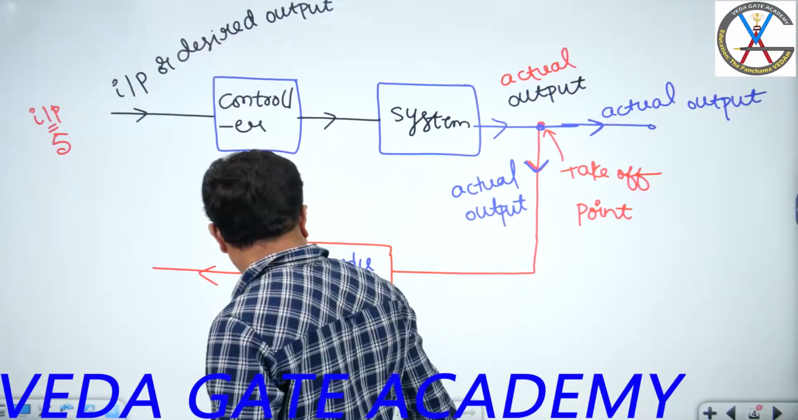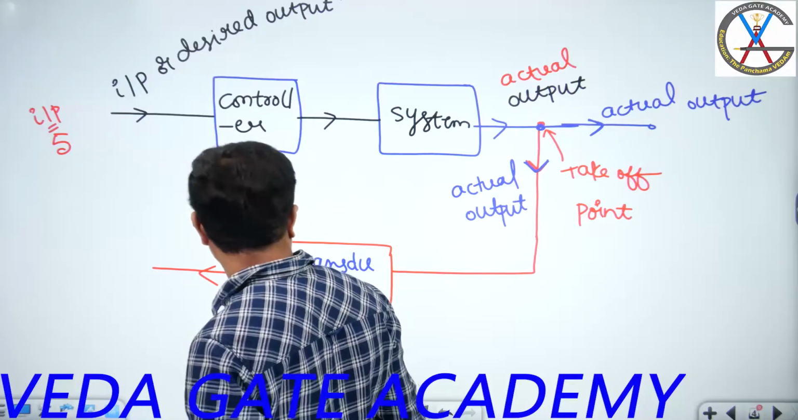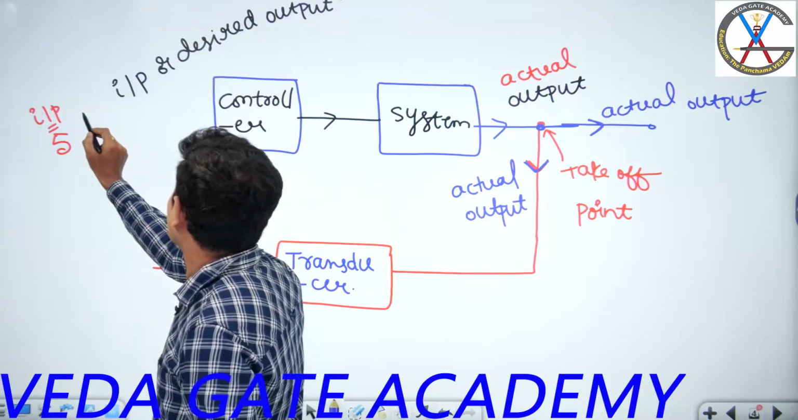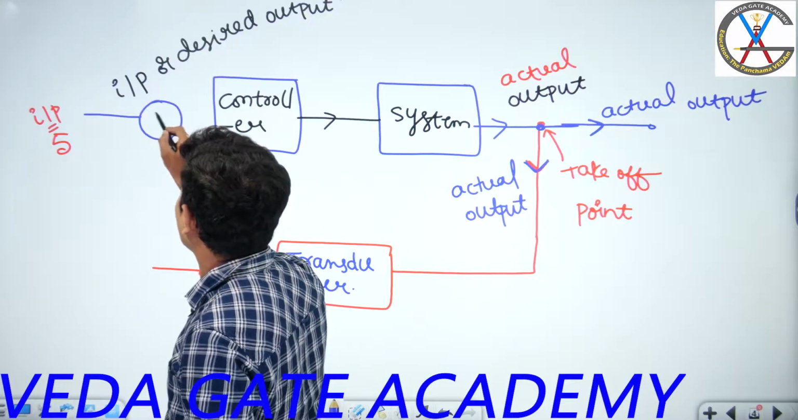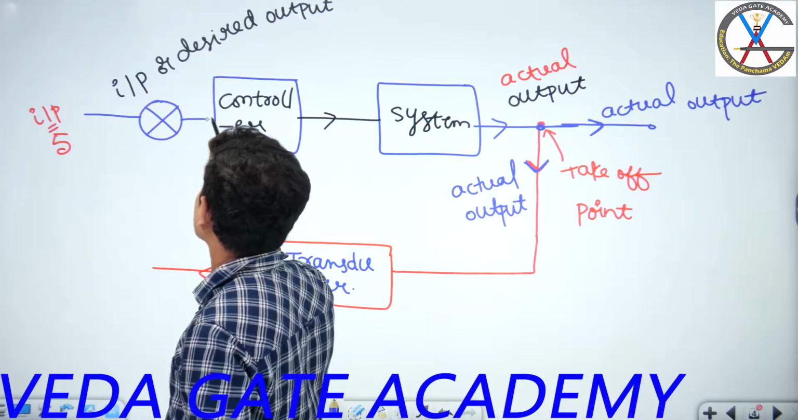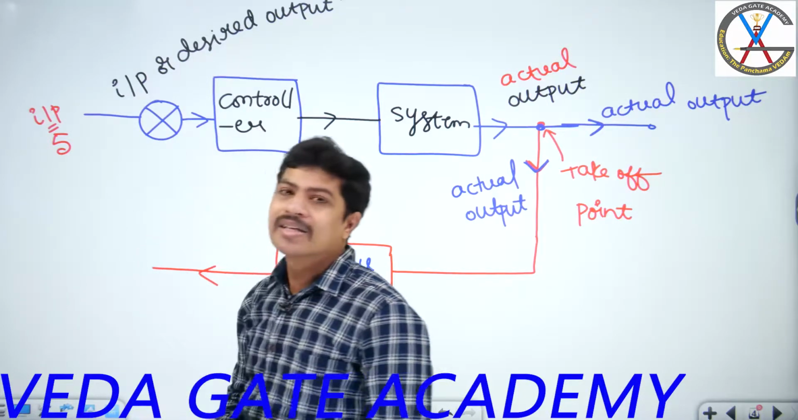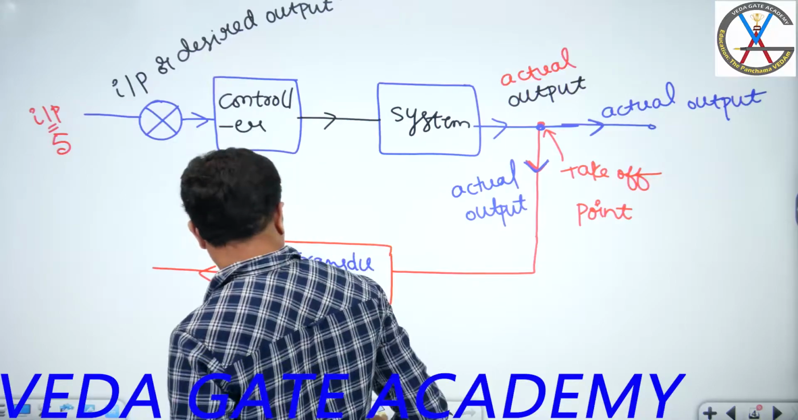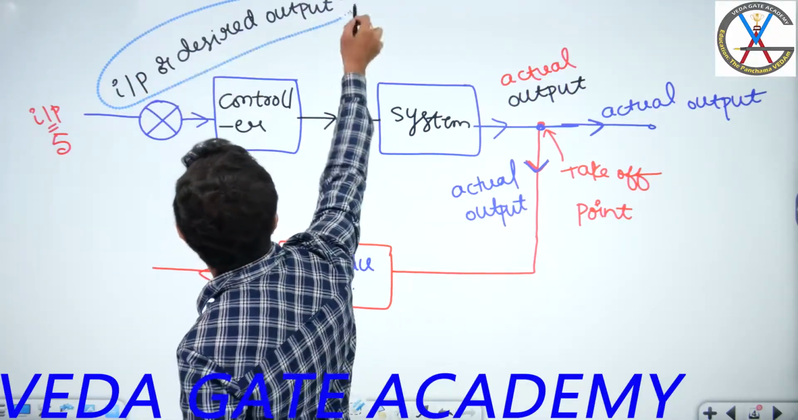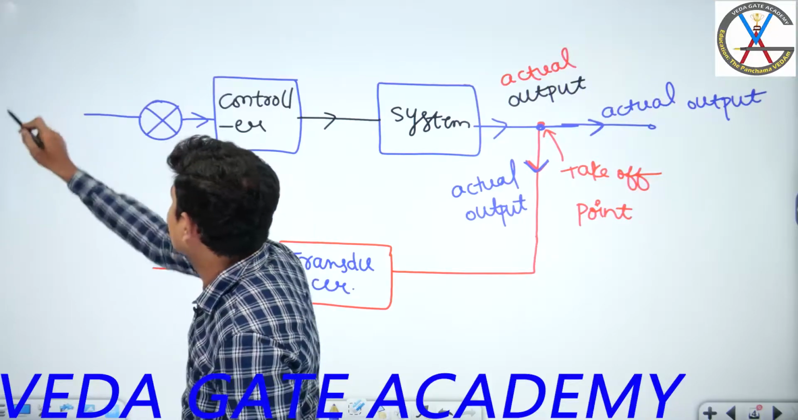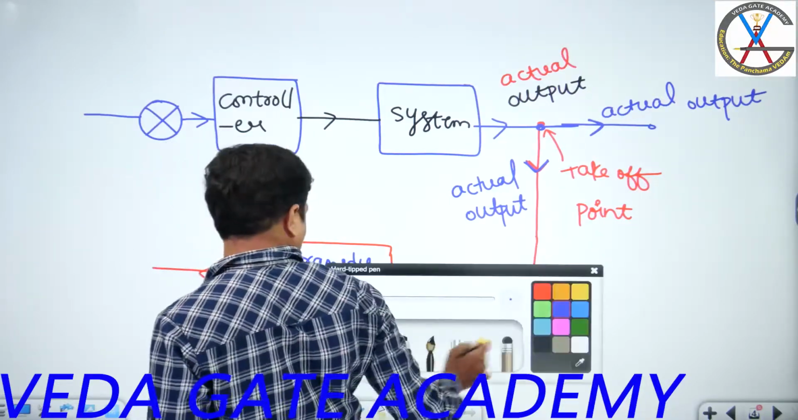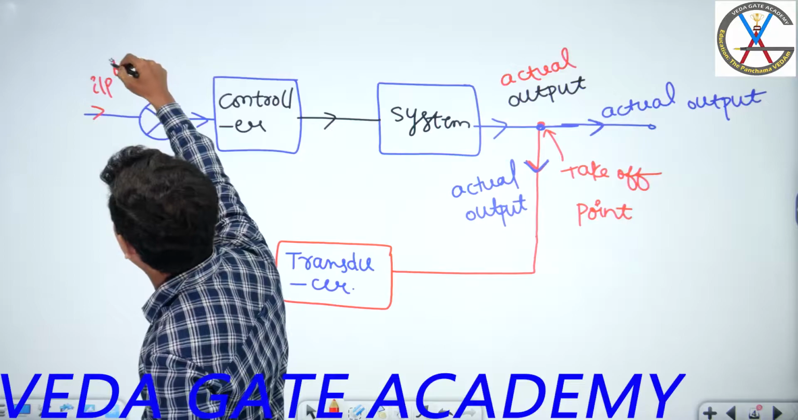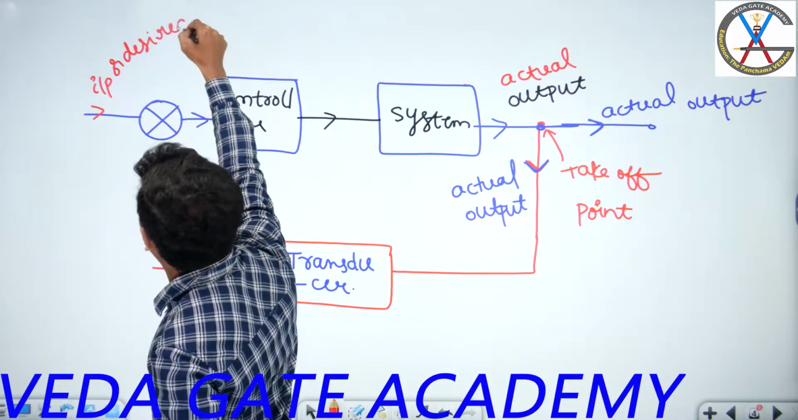Let's compare. For the purpose of comparison, we are taking a device called a comparator. In control systems, we call that simply a summing point, or summing junction. You can call it a comparator also. No issues. Let me write input or desired output here. Very simple to understand. This is input or desired output.